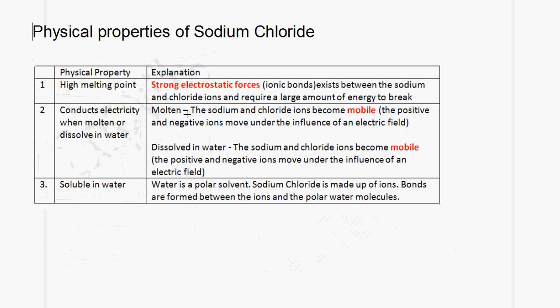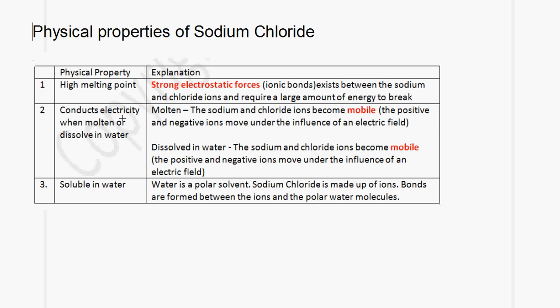Now let us look at the physical properties of sodium chloride. Sodium chloride has a high melting point. And the reason for this is that there are strong electrostatic forces or ionic bonds that exist between the sodium and the chloride ions. And therefore, a large amount of energy is required to separate the ions. And that is why it has a high melting point.